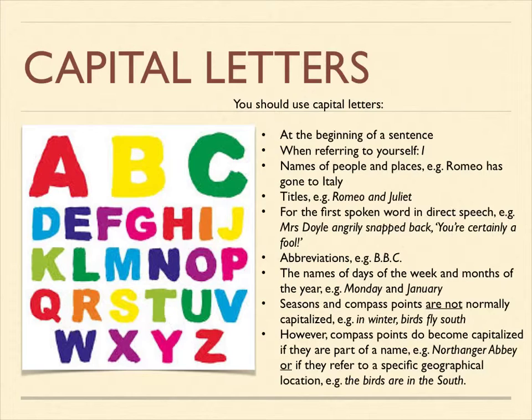For the first spoken word in direct speech, Mrs. Doyle angrily snapped back, "You're certainly a fool." For abbreviations, for example, the BBC. Names of days of the week and months of the year, for example, Monday and January. And for compass points, if they are part of a name, for example, Northanger Abbey, or if they refer to a specific place, for example, the birds are in the south.